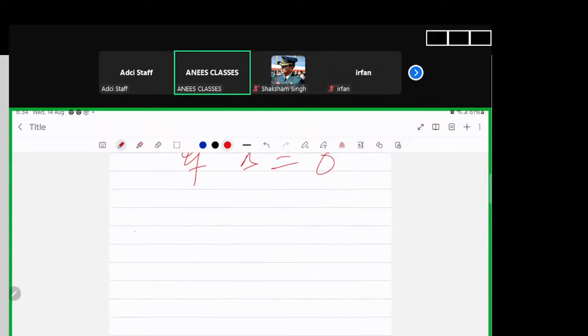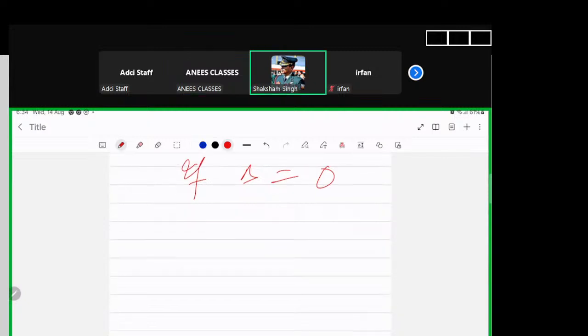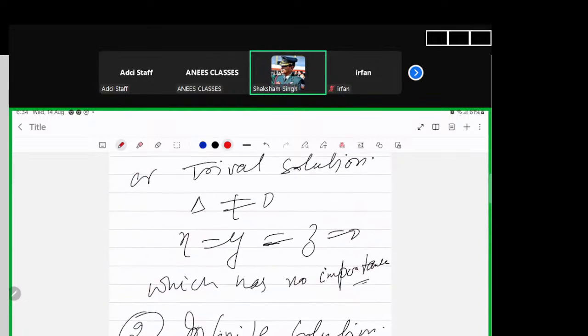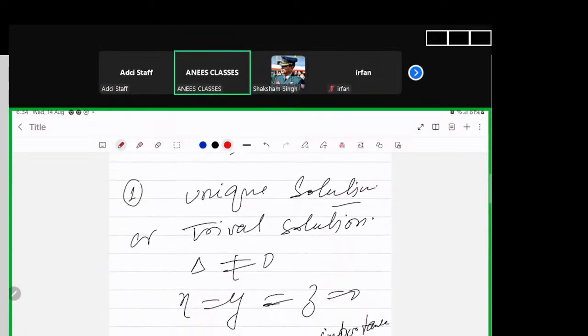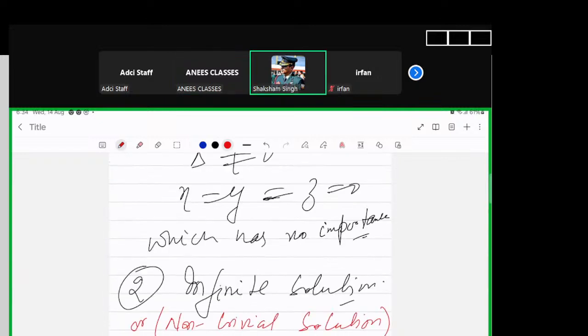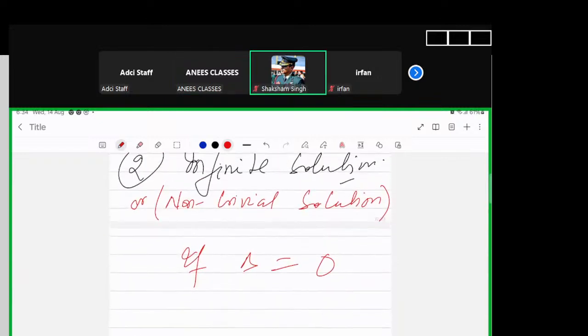Now, sir, in trivial solution, was there also delta equal to 0? No, trivial is delta not equal to 0. Okay, sir. X, Y, Z all are 0, delta not equal to 0. Yes, sir. And non-trivial delta equal to 0, which has importance. Okay. Yes, sir.